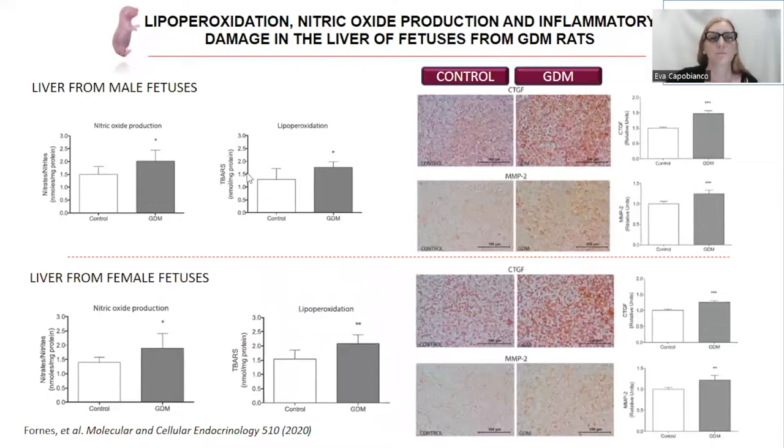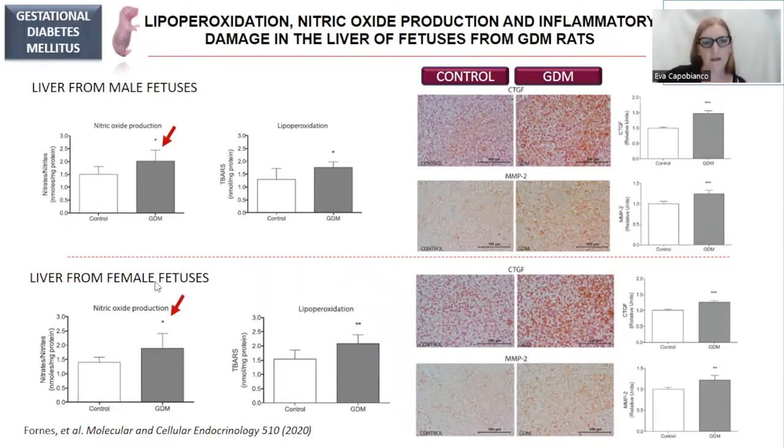Then we studied the liver of the fetuses from control and GDM rats. And in this case, we studied them separately, males and females. And we found that in the liver of both male and female fetuses, we found an increase in the levels of nitric oxide production, an increase in lipoperoxidation, and also an increase in markers of inflammation, such as CTGF and matrix metalloproteinase 2.